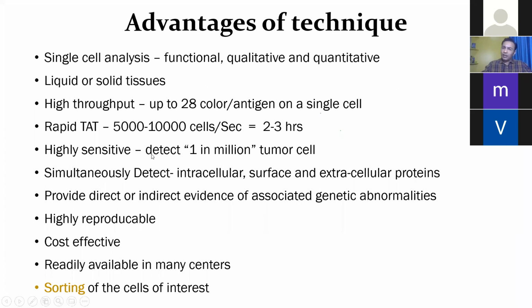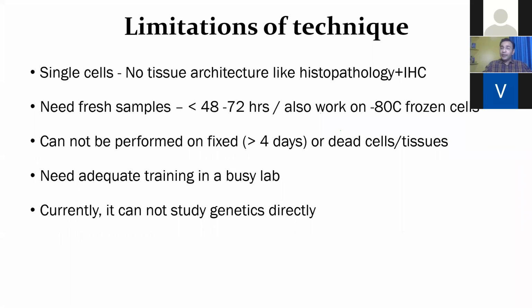Then it is highly sensitive. We are seeing you can go up to 1 million cells. It can detect cytoplasmic, surface, and nuclear markers simultaneously. It also gives indirect or direct evidence of genetic abnormalities. It is highly reproducible. That's why there are thousands of flow cytometry labs. In India, there are more than 200 labs. It is cost effective, rapid, readily available in many centers, and using the same principle, you can sort the cells and do research.